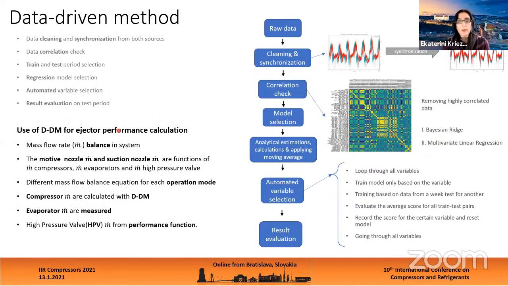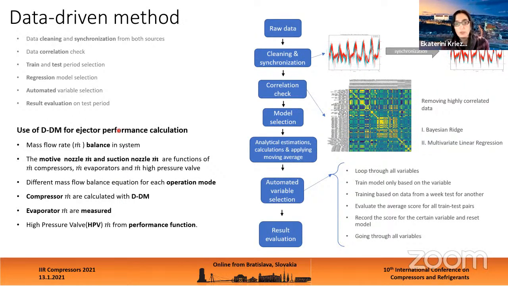We utilize the compressor's mass flow from this trained model to calculate the mass flow in the nozzles of the ejectors. The mass flow in the nozzle of the ejector is now written as a function of the compressor mass flow, evaporator mass flow, and high pressure valve mass flow, always keeping the mass flow balance in the system.